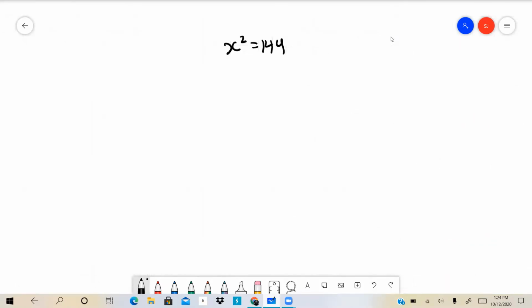Alright, for this problem we have x squared equals 144. So this is basically implying that the square root of 144 equals x. This means that x times x equals 144, and the only number which is like that is 12. 12 squared equals 144.